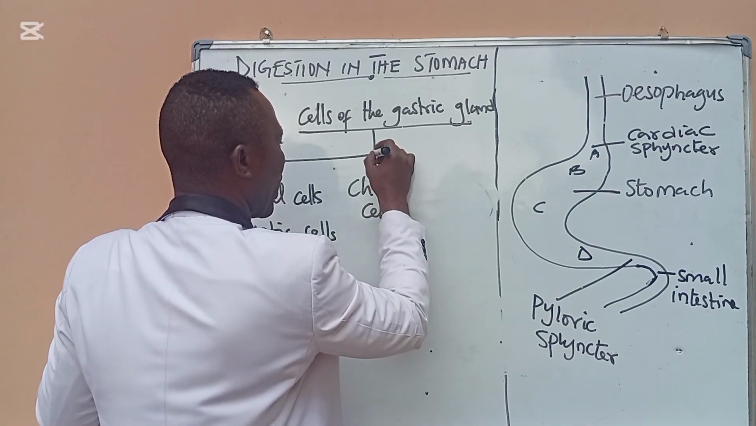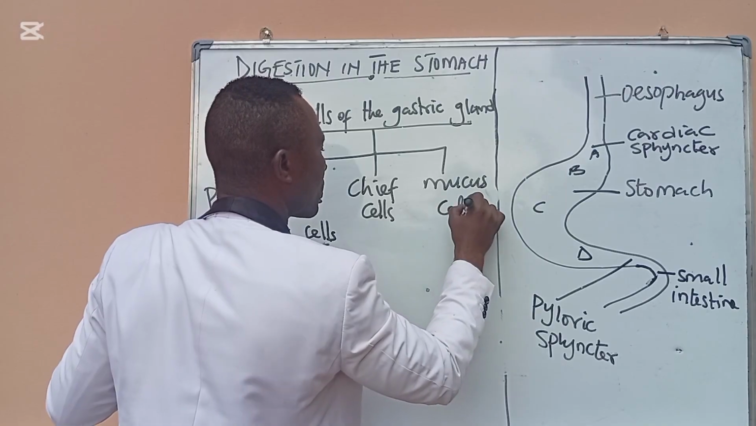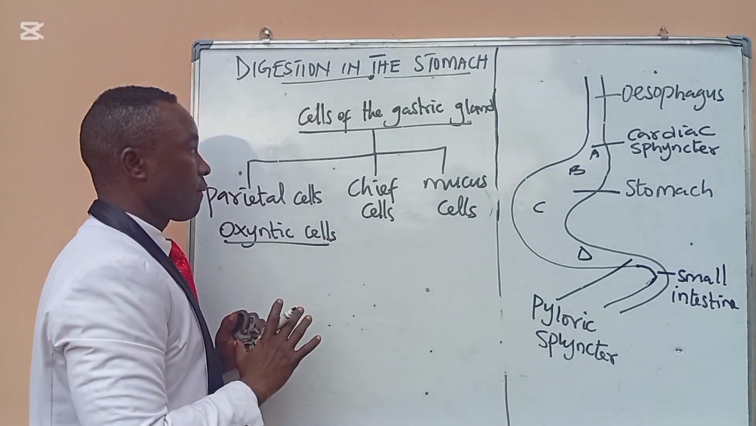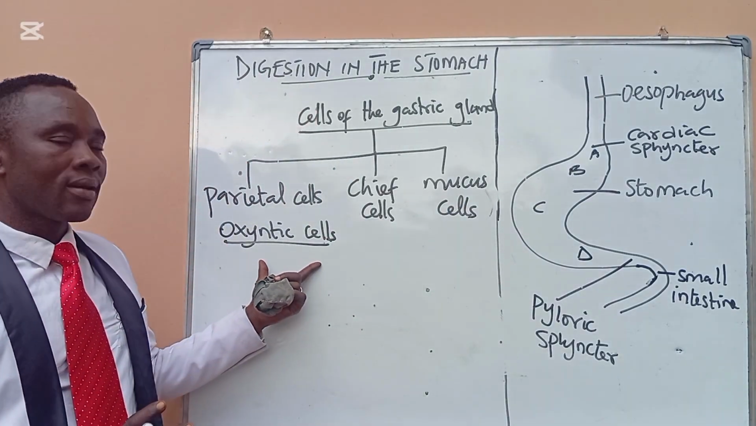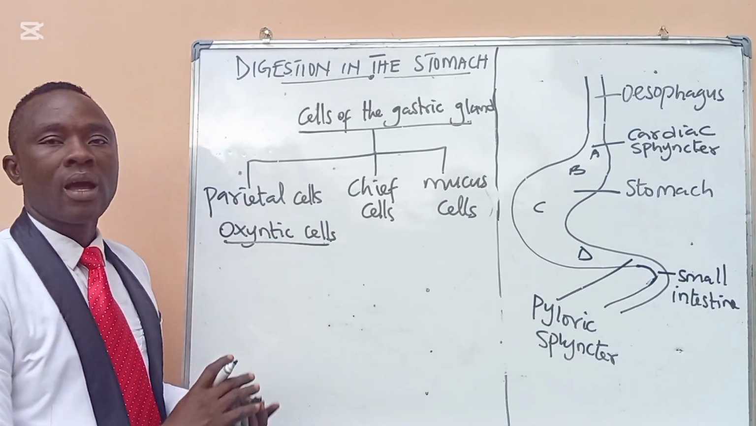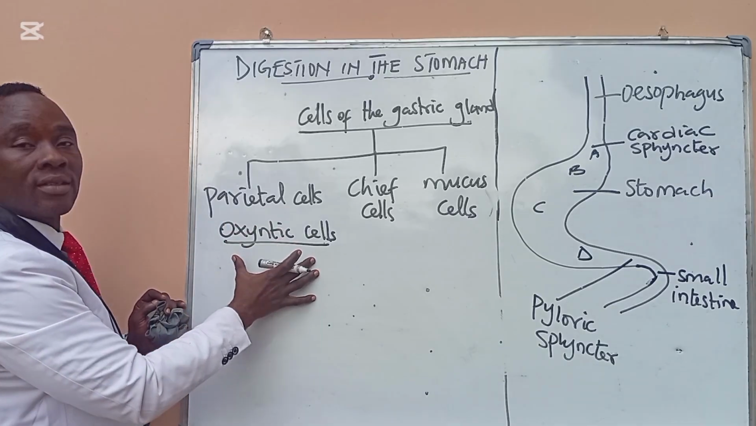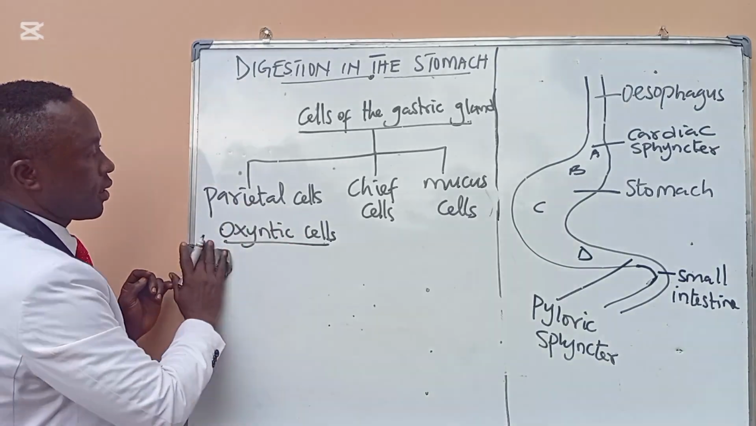The chief cells. While the third is the mucus cells. So these are the 3 cells of the gastric gland. Now it is time for us to look at what they secrete and their function. So we'll start with the parietal, also known as the oxyntic cells.